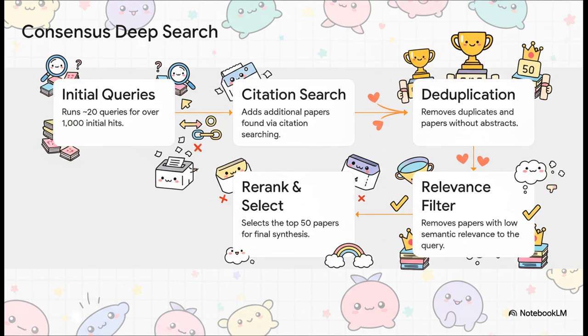They basically show you all their work. They lay out all the steps, kind of like those flow diagrams you see in big systematic reviews. It tells you how many searches it ran, how many papers it found, how it filtered them down, and exactly which top 50 papers it used for its final summary.